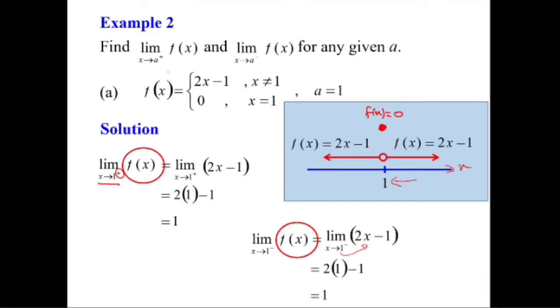Look at the question again. The question wants you to find the limit from the right side and also from the left side of function f. But the question doesn't even want you to find the value of the limit as x approaches 1. So for this question, we do not have to conclude that the limit as x approaches 1 exists and the value is 1.